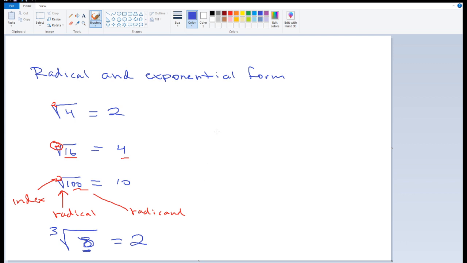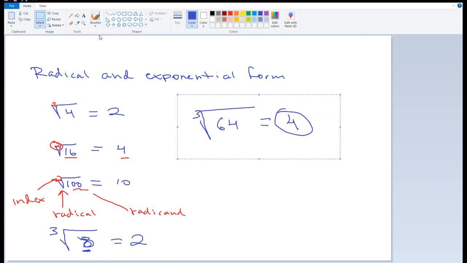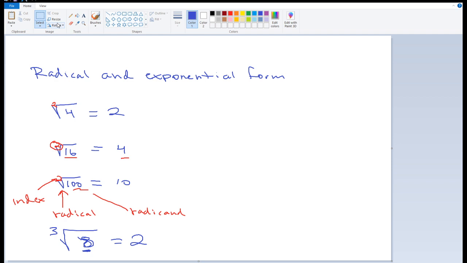The same thing can be said about, for example, the cube root of, let's say, 64. What number can I multiply by itself 3 times that will get me 64? Well, the answer is 4, because 4 times 4 times 4 is 64. So this is what we call the radical form. And so now let's look at what the exponential form is.